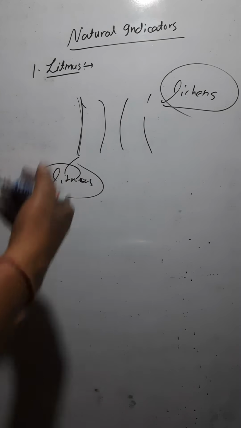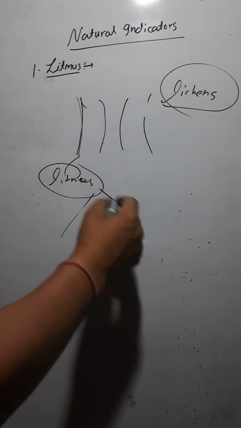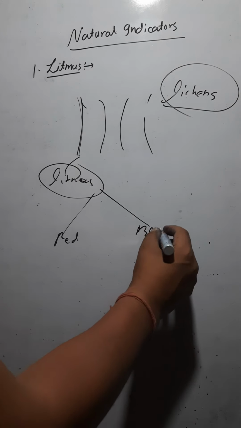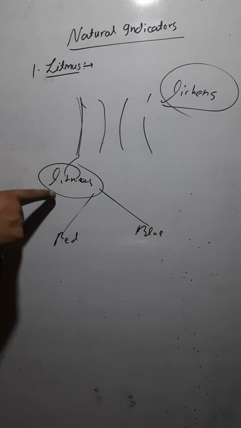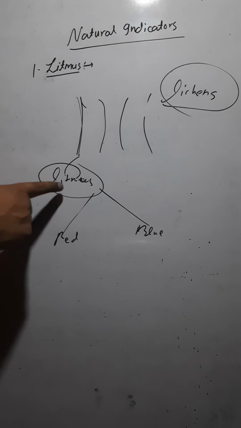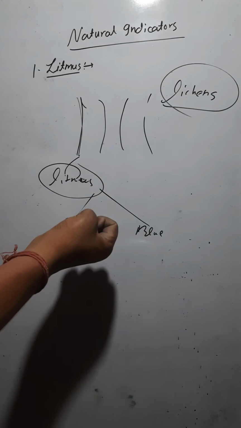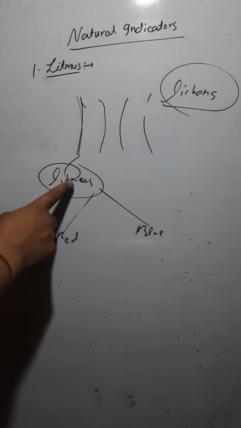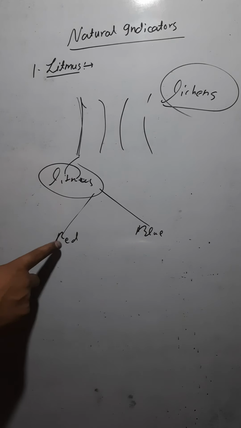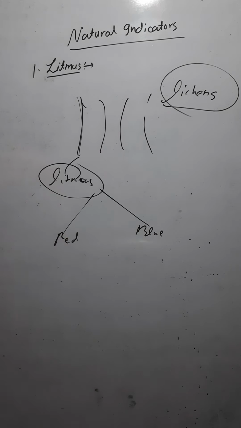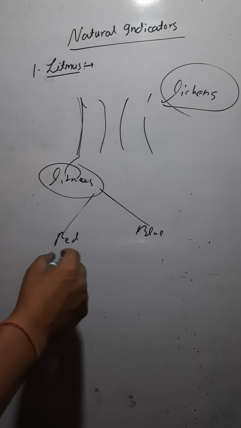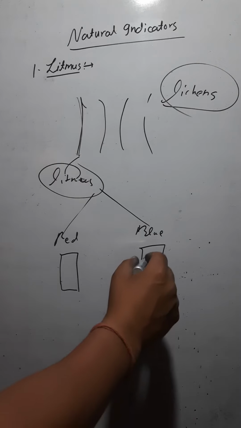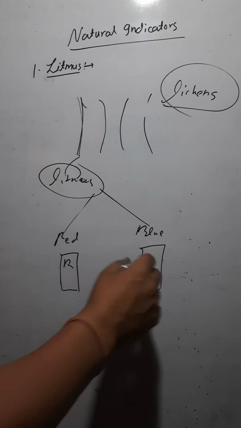In the market, litmus is available in two forms: red litmus paper and blue litmus paper. We extract the litmus from the lichen plant and then color it. The litmus paper is available in two colors, red and blue. We make a red litmus paper and one more, the blue litmus paper. This is red and this one is blue.